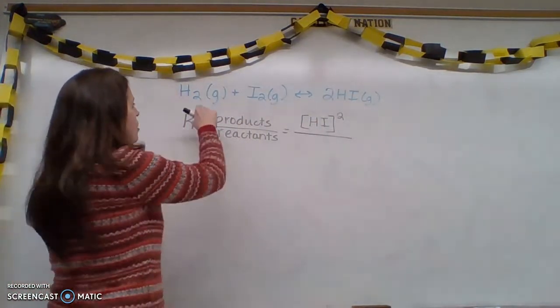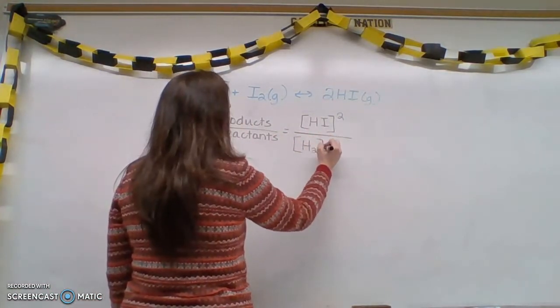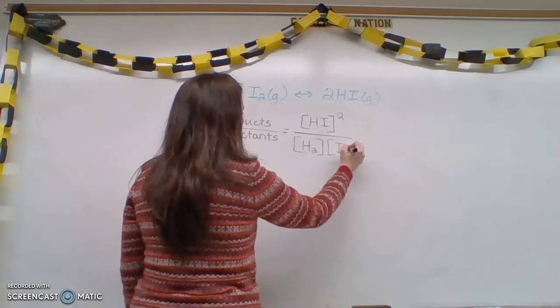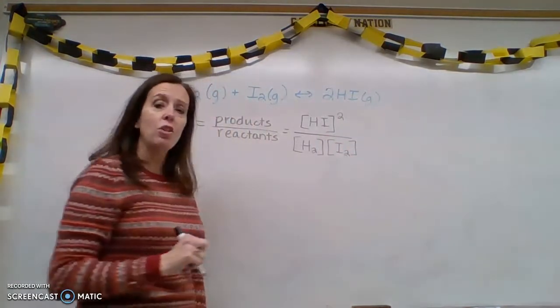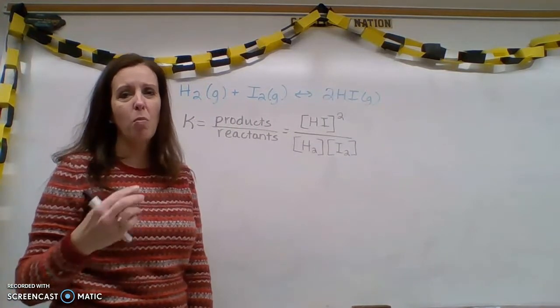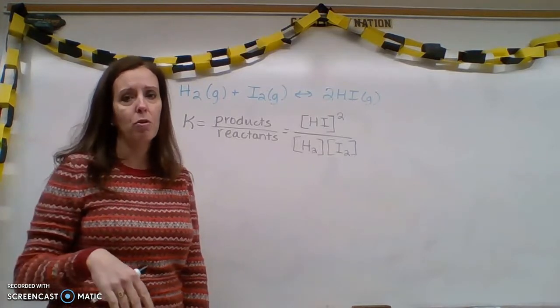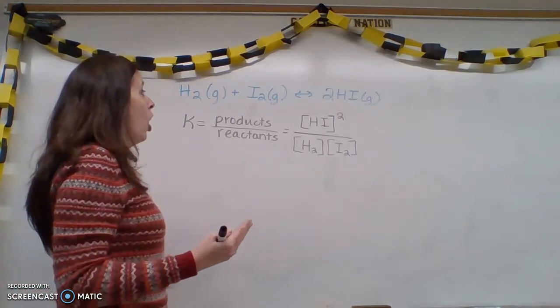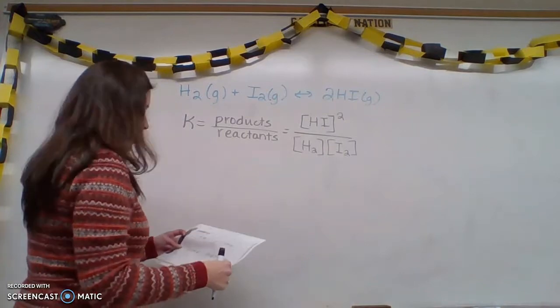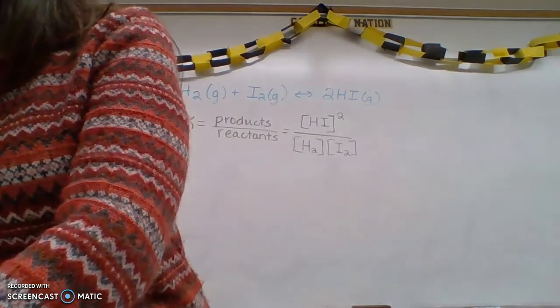Okay? And so over here I have that, and I have that. And those concentrations are going to be in molarity. So when we start putting numbers in, just kind of be prepared to see a big M after some numbers. But that's it. That's all an equilibrium constant is. Okay, products over reactants. Super duper easy.